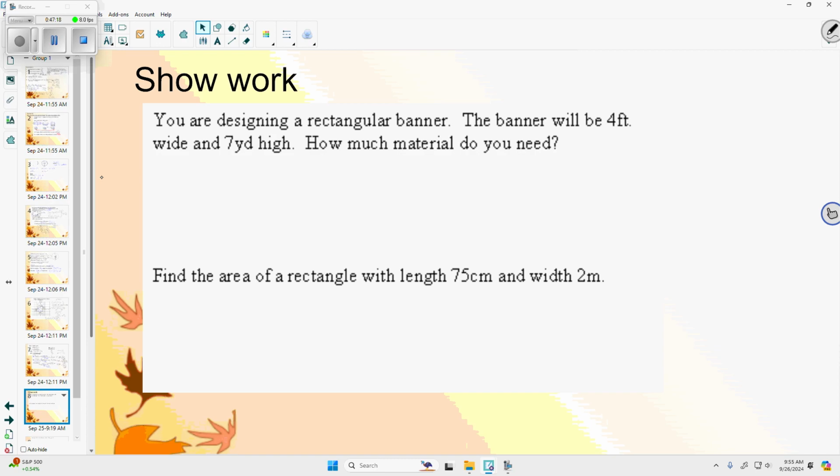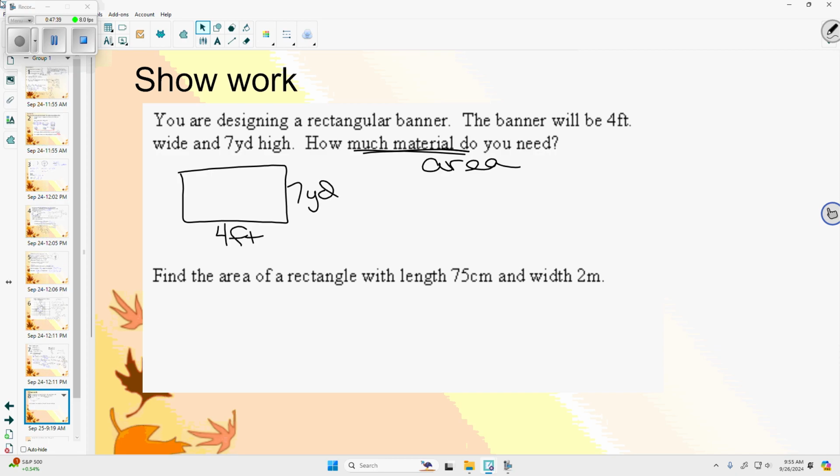Well, first of all, what are we dealing with? Are we dealing with area or perimeter? Area. Because I'm not going to buy just the outside edge of the banner. I got to buy all the material of the banner. But can I find area if I've got 4 feet and 7 yards? No. So what do we have to do?